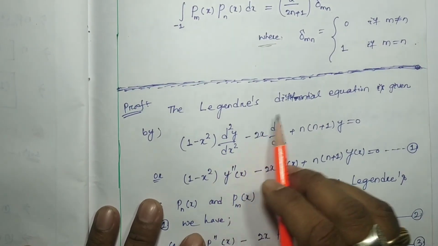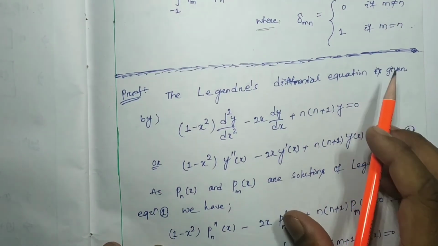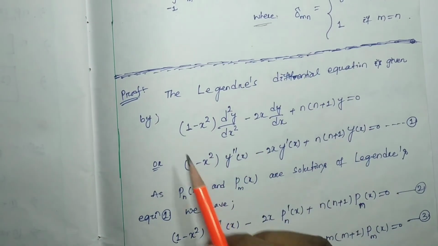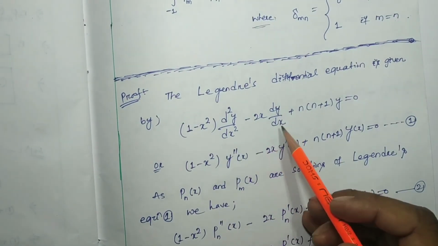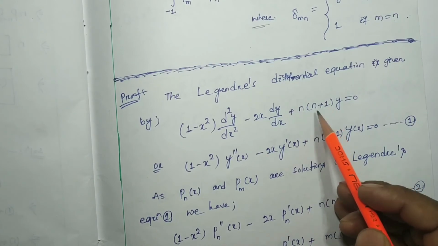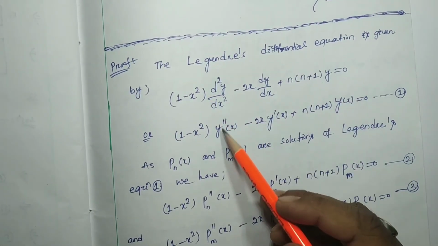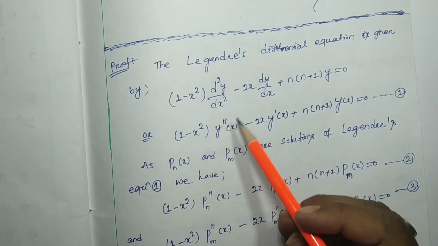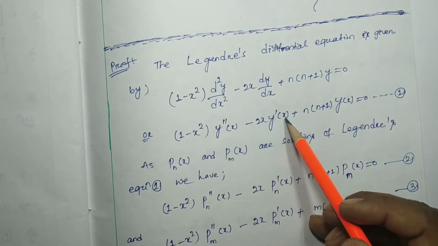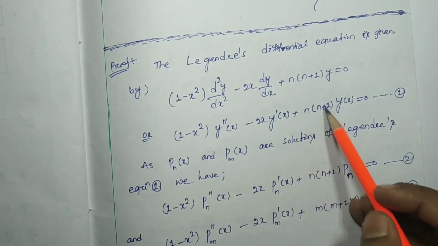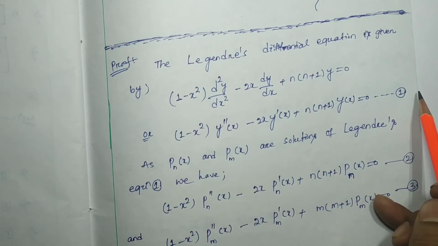So the Legendre differential equation in general is in the form of (1 minus x square) d square y by dx square minus 2x dy by dx plus n into (n plus 1) y equal to 0. Or this can be written in the form of y double dash, where y is a function of x, minus 2x y dash (x), plus n into (n plus 1) y equal to 0. Let this be your equation number 1.